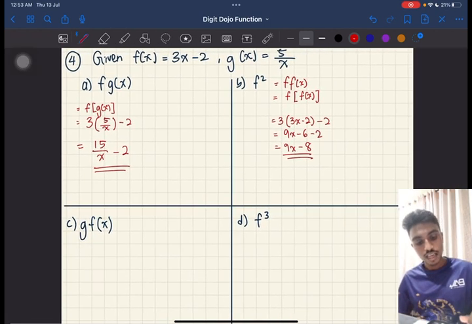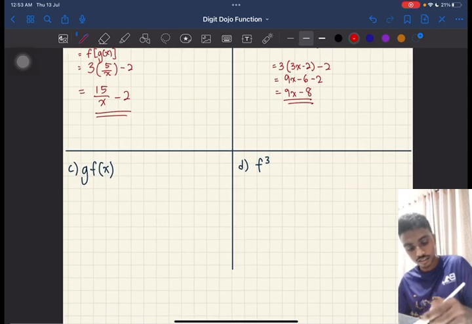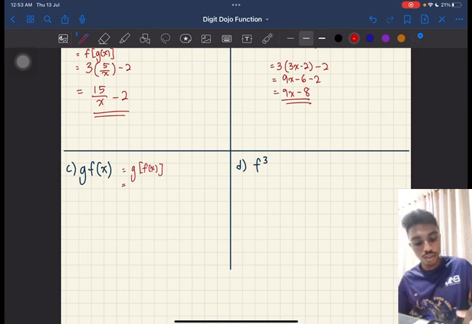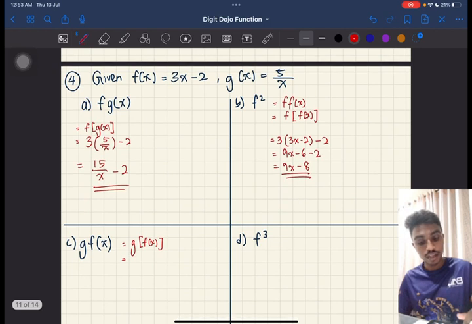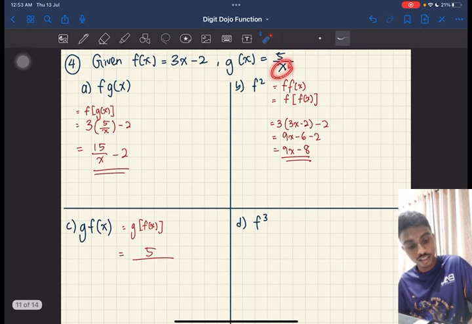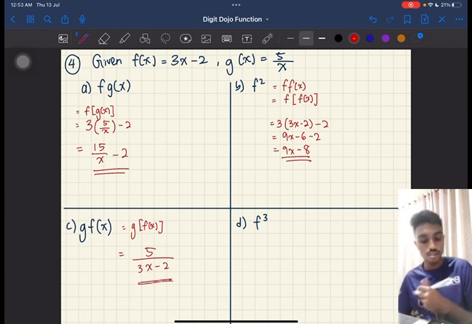Next, gf of x. Just now we found fg of x. Now gf of x is g with fx substituted in, which means your fx is 3x minus 2. So 5 over 3x minus 2. Here you can see your x, right? So take this value and substitute here. 3x minus 2, settle. This is your gf of x.